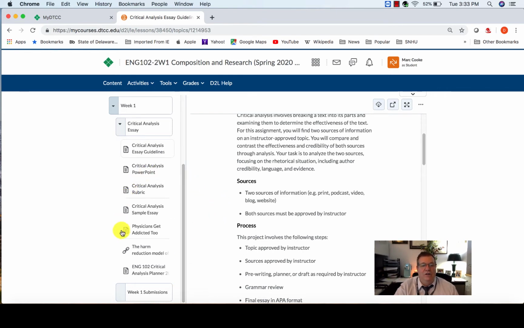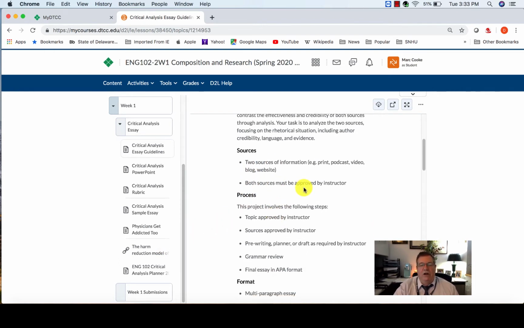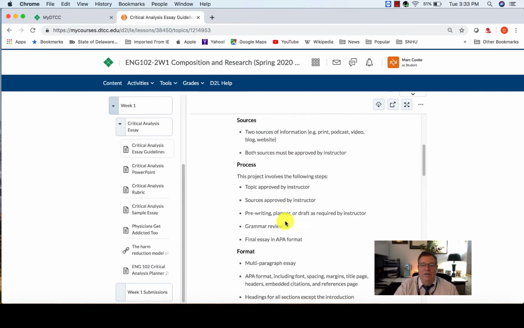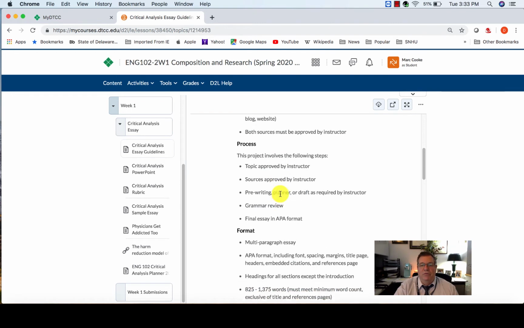And if you look over here to the left, you will see Physicians Get Addicted To. That's your article. And then there's a link to the TED Med Talk, the harm reduction model, etc. Okay, so you don't need to worry about getting anything approved. It's automatically approved for you. All right, so you can cut off the topic and the sources being approved.